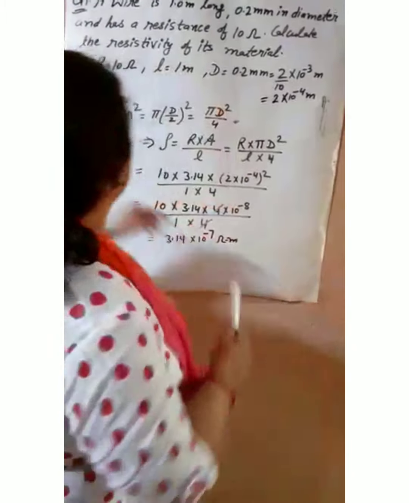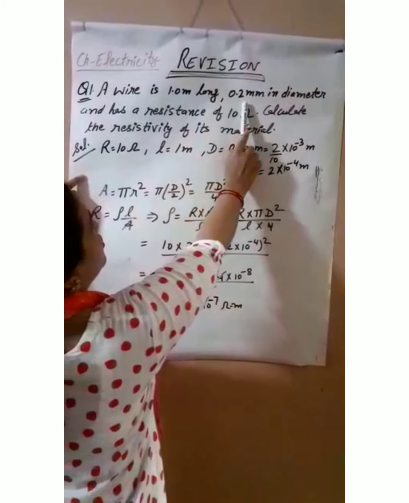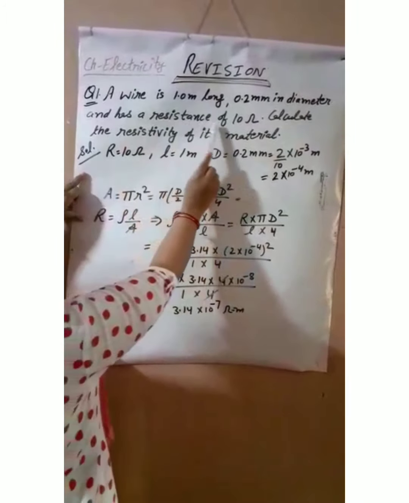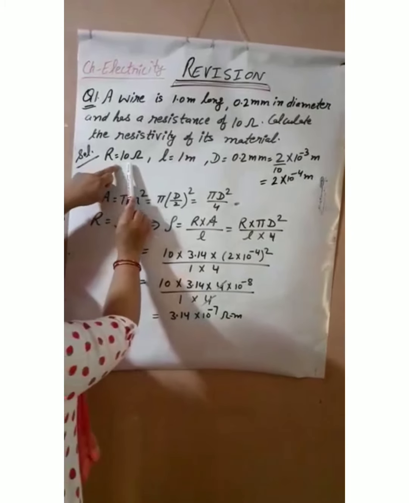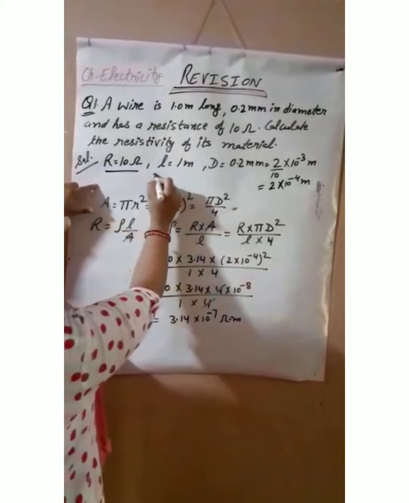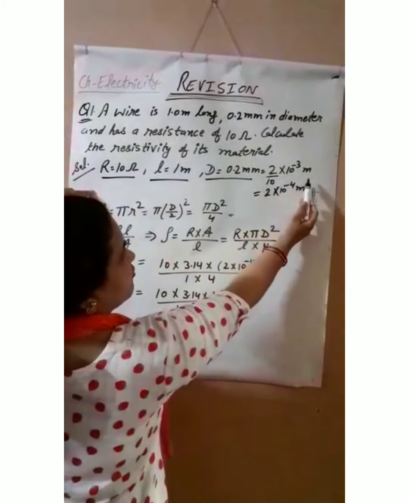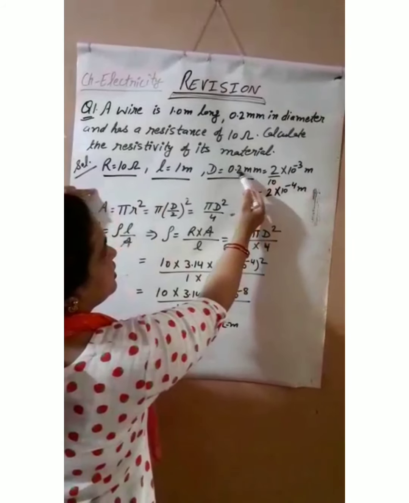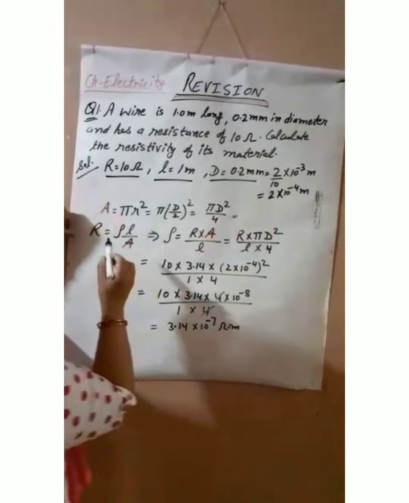So let's start. The numerical is: a wire is 1.0 meter long and 0.2 millimeter in diameter and has a resistance of 10 ohm. Calculate the resistivity of its material. So R is given as 10 ohm, length is 1 meter, diameter is 0.2 millimeter, so 2 into 10 to the power minus 3 meter. Removing the decimal, 2 into 10 to the power minus 4 meter.